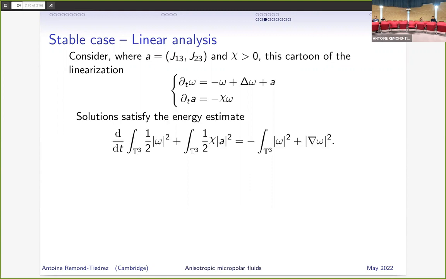So now, what kind of decay rate do we expect? Well, you just start with energy estimates, and this is what you get. Again, if chi were negative in the unstable case, your energy is not positive definite, which could spell trouble. It turns out it does. That was the first result. In the case where you're stable, at least this is a good energy, and then this looks like a good dissipation. The problem is, of course, that this dissipation only controls the omega part of the energy, not the A part of the energy.